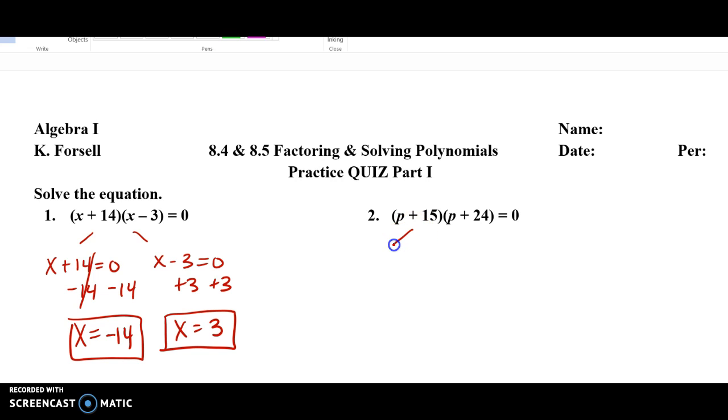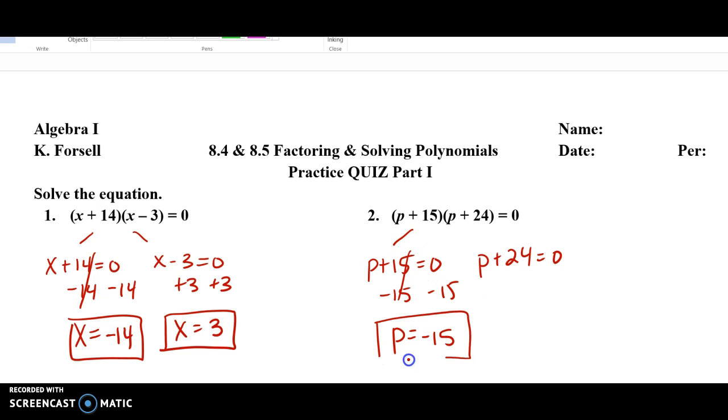Okay, the next equation we'll do the same thing. p plus 15 equal to 0, and p plus 4 set equal to 0. Subtract 15 from both sides. Negative 15 for our first answer. Subtract 4 from both sides. We get negative 4 for our other answer.